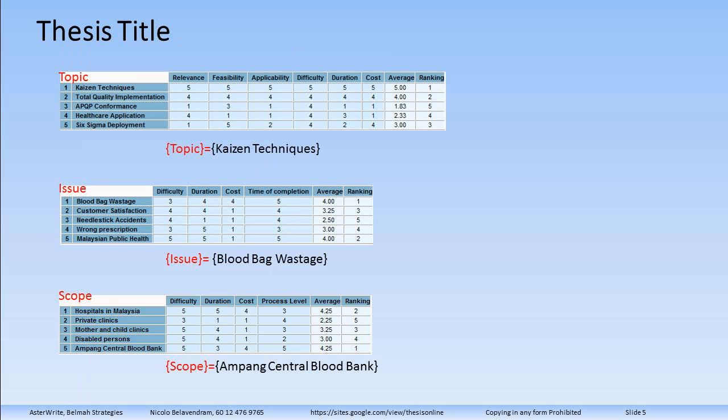AsterWrite helps you to create your thesis title in a structured way. Identify your topic of interest from a range of selected interests. Analyze the merits and demerits of each topic and rank the topics. Then select the best topic for your research. You can do the same to identify your issue of interest and the scope of interest. Note that topic, issue, and scope are used in the subsequent write-up.